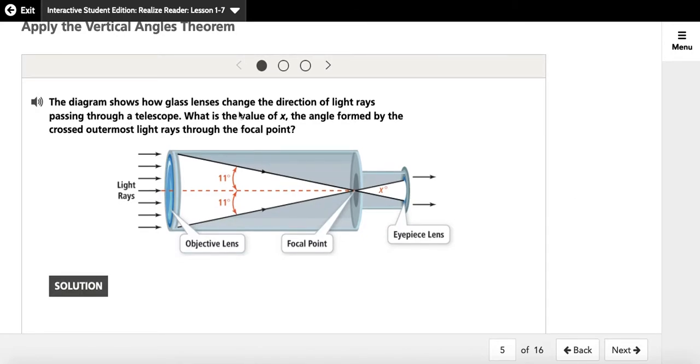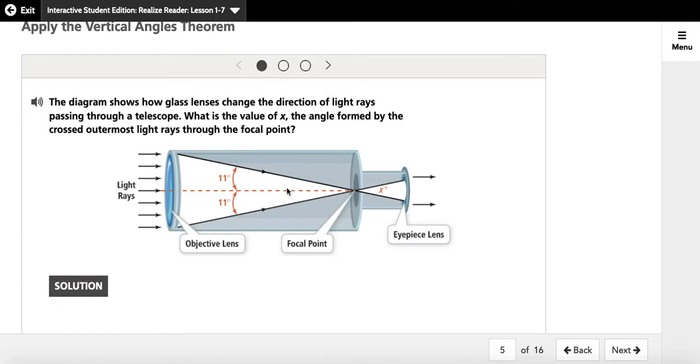The diagram shows how glass lenses change the direction of light rays passing through the telescope. What is the value of x, the angle formed by the crossed outermost light rays through the focal point? Here's angle x over here. I notice it's created by this ray, and these rays are part of lines that go out over to this side, which creates vertical angles.